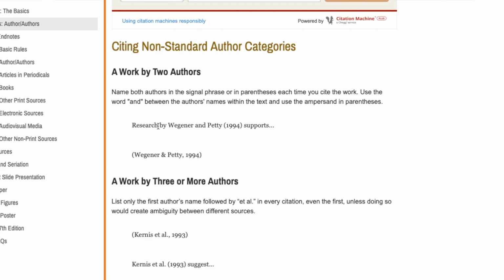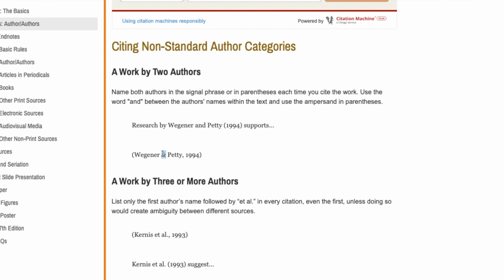You can talk about the researchers, research by Wagner and Petty, brackets, date, supports, and so on, or you can write in your evidence, and then at the end of your sentence, brackets, Wagner and Petty, 1994. If you're paying hawk-eye attention, you'll notice that there is a difference between "and" and an ampersand. Take note of this because this is something that does trip people up sometimes.